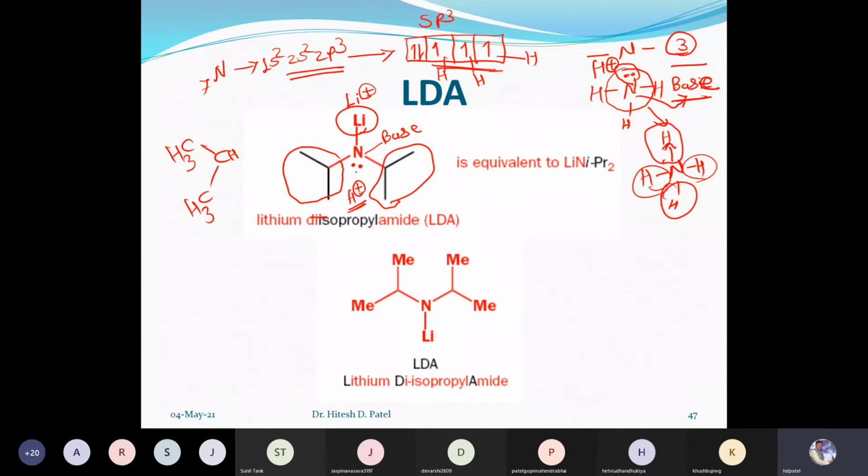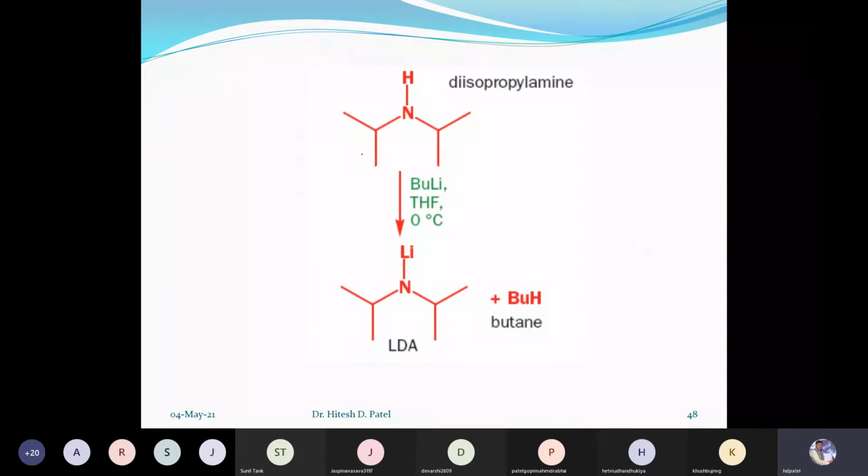Once we have a deprotonating agent, what further reaction will take place, we will discuss in the next slide. But what is the tendency, the nature, or the characteristic of LDA, I have explained over here. If you have any confusion or doubt, then you can ask me. Otherwise, I will move further.